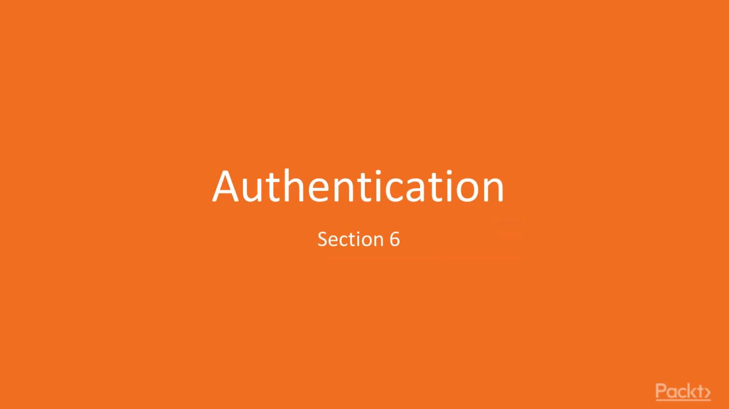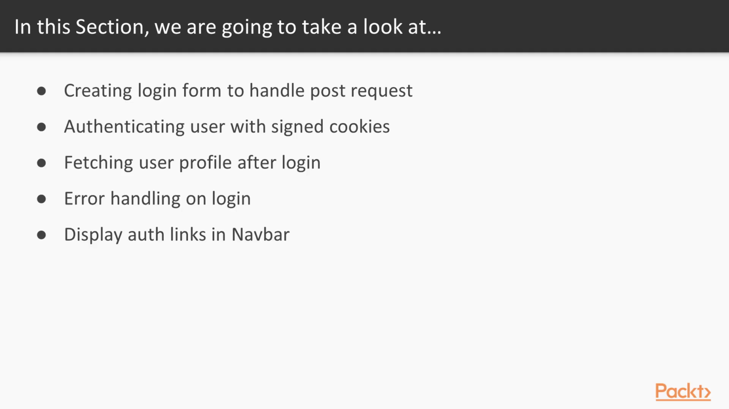Welcome to Section 6, Authentication. In this section, you will learn how to create the login form to handle the authentication request. I'll teach you how to authenticate users with signed cookies. You will learn how to fetch the user profile if the user has logged in successfully. You will also learn how to handle the errors if the user does not provide valid credentials. I'm going to teach you how to display the auth links on the nav bar.